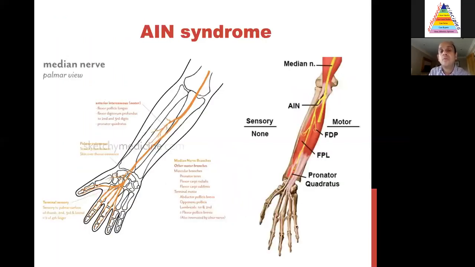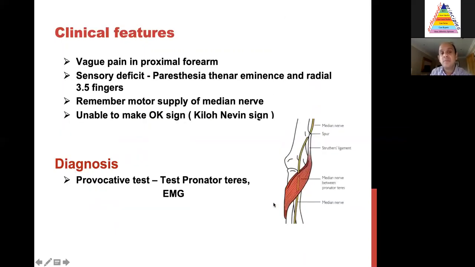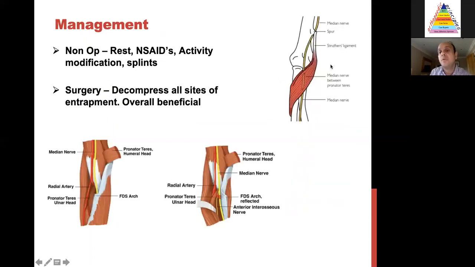So let's quickly see pronator syndrome very quickly again. These two pictures will help you a lot. All the sites of compression. Symptoms are easy, motor and sensory, whatever that nerve supplies. And just remember one provocative test for pronator teres. And once you know this picture, you just need to decompress all of it.